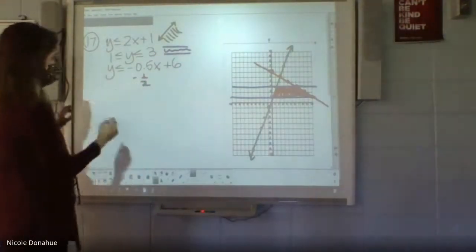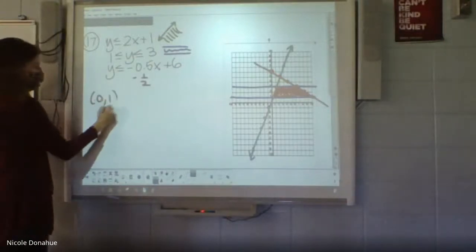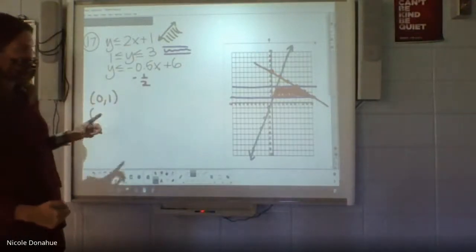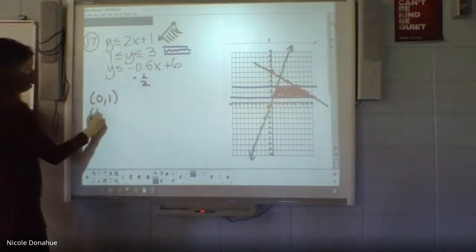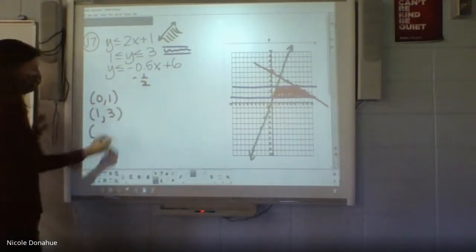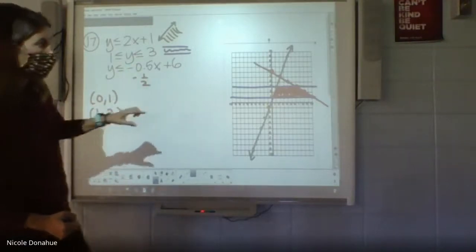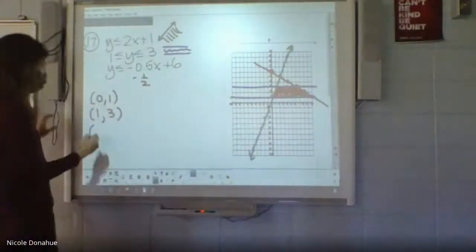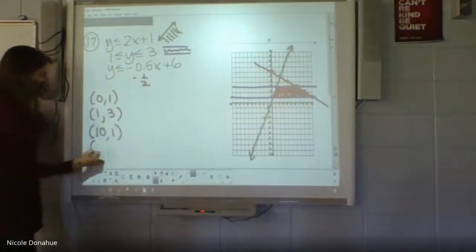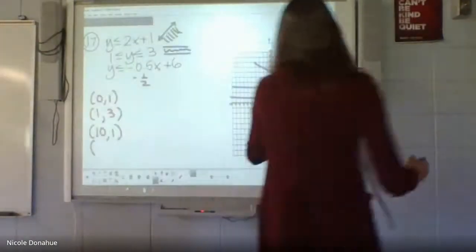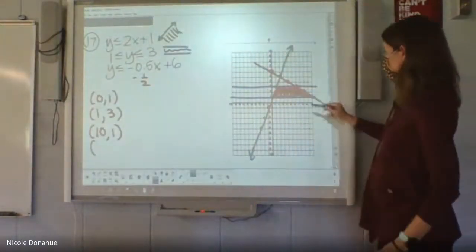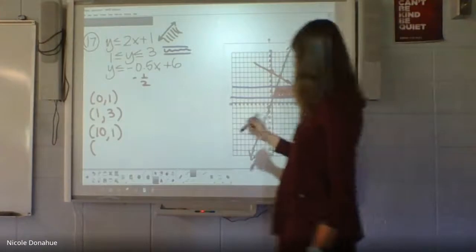So 0, 1, 1, 3, and then 10, 1, and then also it looks like 6, is that 6, 3?